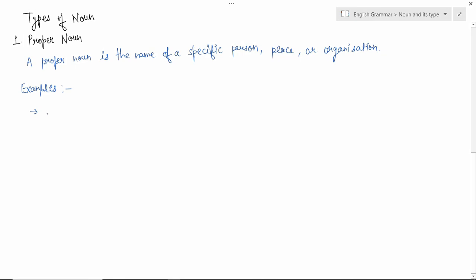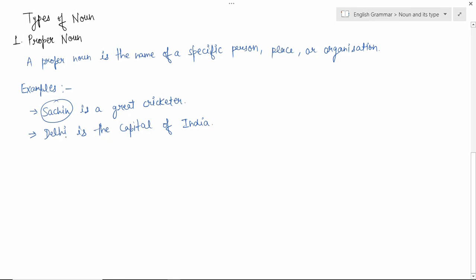Sachin is a great cricketer. Here, Sachin is a proper noun. It is the name of a specific person. Delhi is the capital of India. Here, Delhi is the specific place.